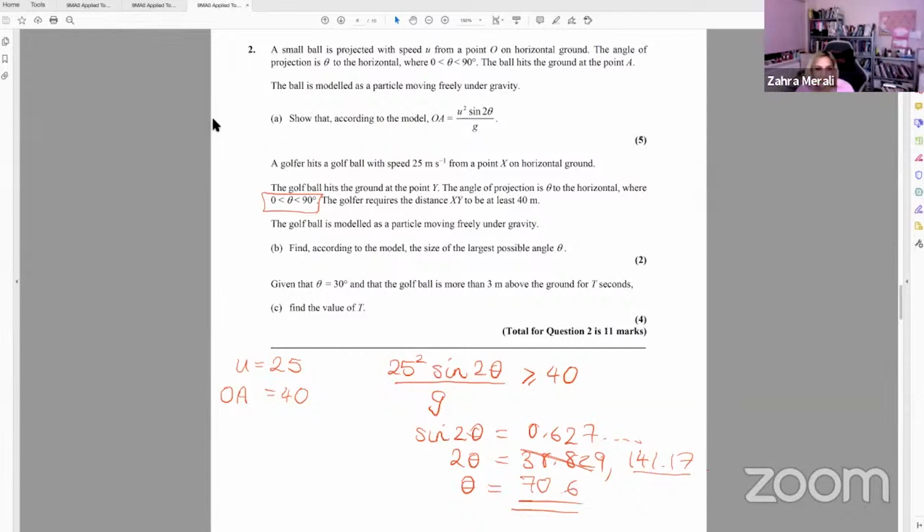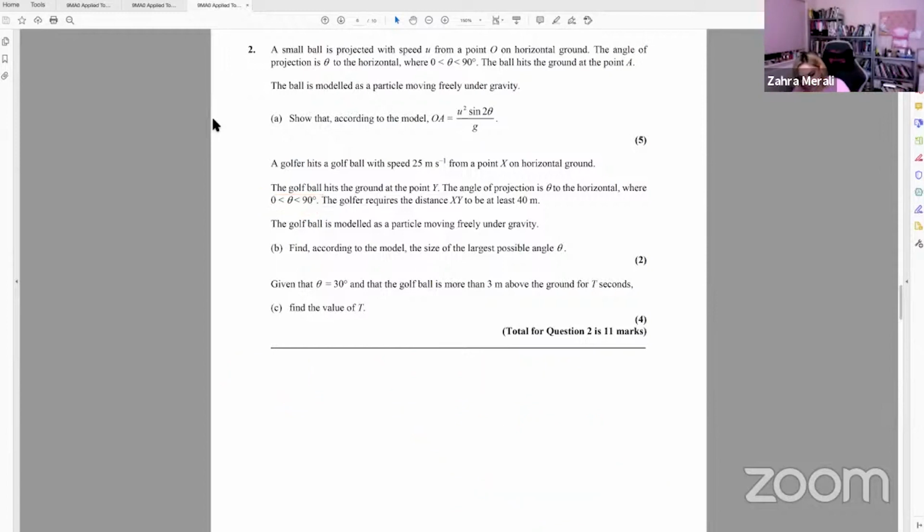Okay. Given that theta equals 30 and the golf ball is more than 3 meters above the ground for t seconds, find the value of t. So we go back to our SUVAT. We're talking about above the ground, so we're talking about our vertical ones. So S equals 3. Remember, this was u sine theta. So that's going to be u sine 30. And has the u changed? No, we know the u is 25, so actually it's 25 sine 30.